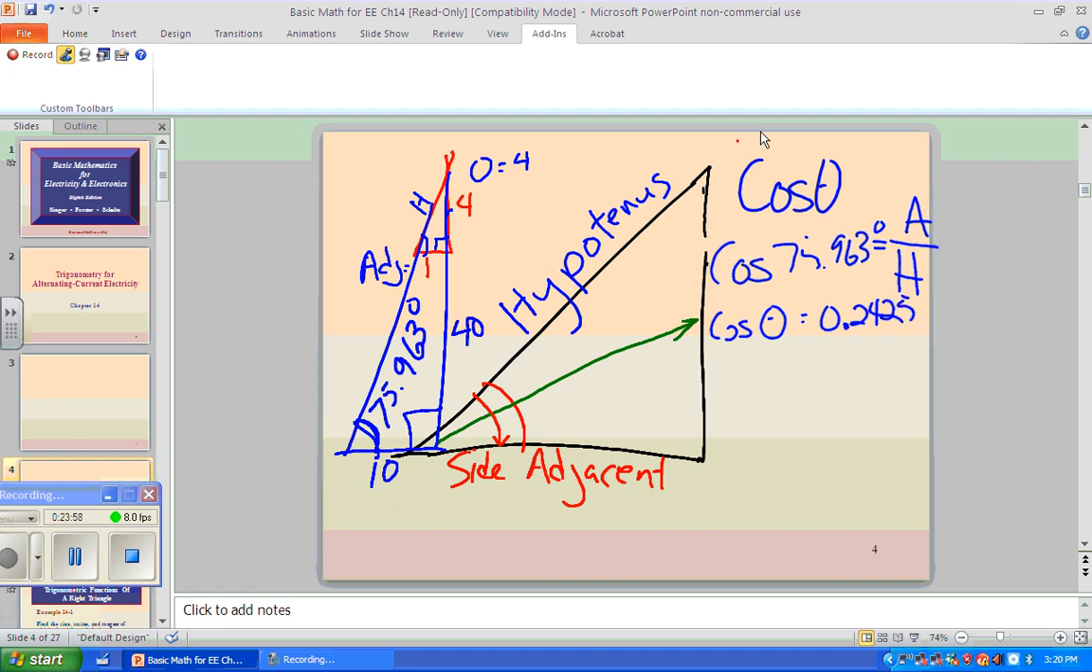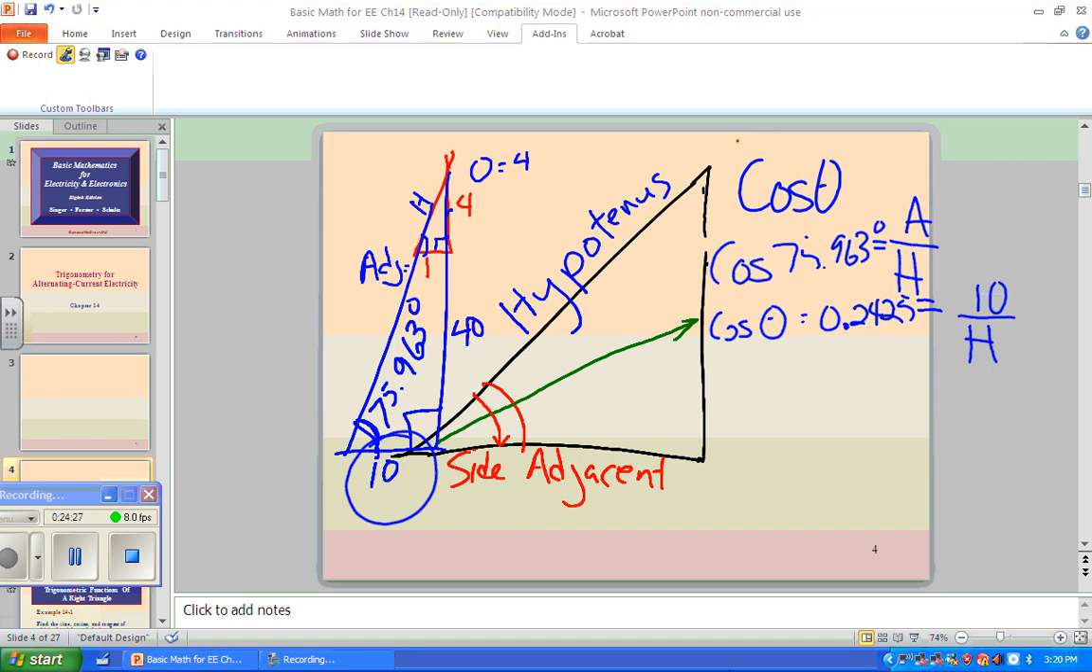0.2425. Okay, so now we have a solid number. As soon as we have a function and an angle, we have three pieces of information: the sine, cosine, and tangent of that angle, right? So cosine is A over H. Everybody agrees with that? We know A, don't we? 10 over H is equal to this.